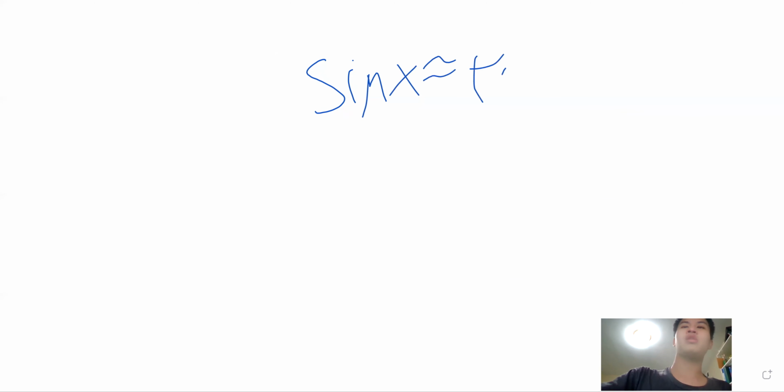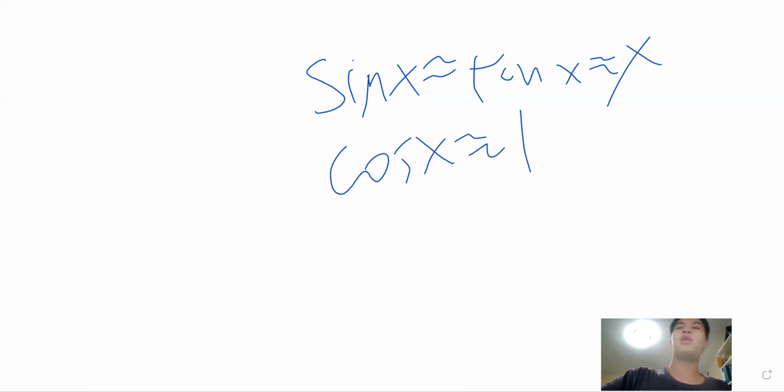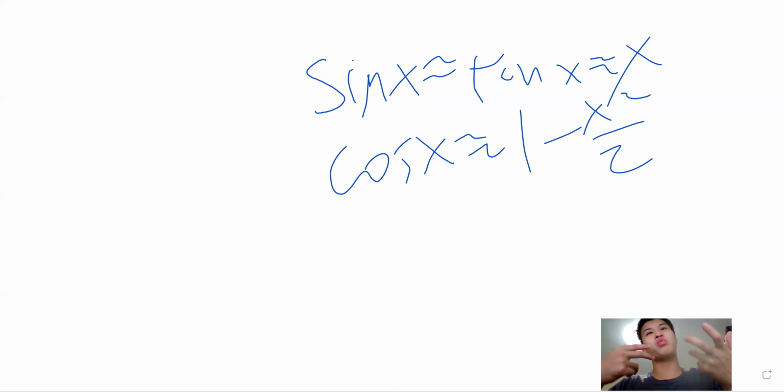And so using the Taylor polynomials, we can get the common approximations that we use in physics, like the small angle approximation. Sine of x is approximately equal to the tangent of x, which is approximately x, and cosine of x is approximately 1 minus x squared over 2. So these are common polynomial approximations of the trigonometric functions that we use in physics, known as the small angle approximation. We also have Newton's method, which can be used to approximate the roots of a function.